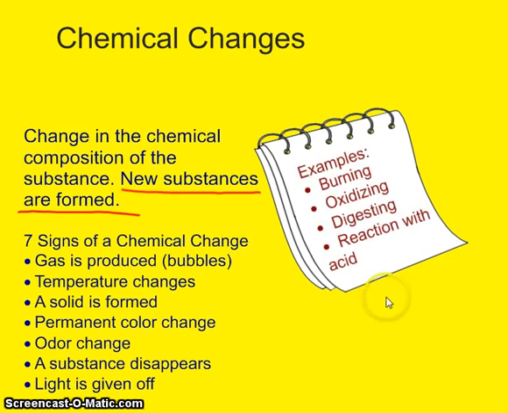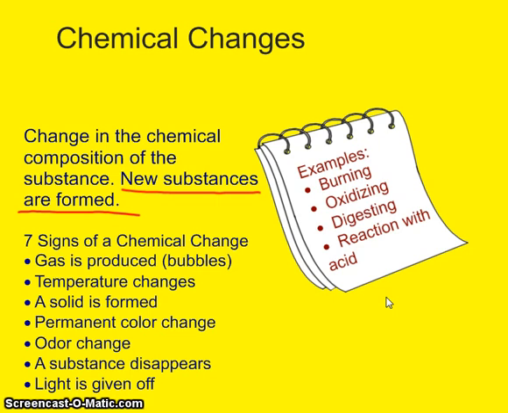Examples of chemical changes could be burning something, oxidizing it, like rust, digesting your food, or something reacting with acid. With all of these things, you cannot undo them. With a chemical change, once the change has occurred, it is not easily undone.